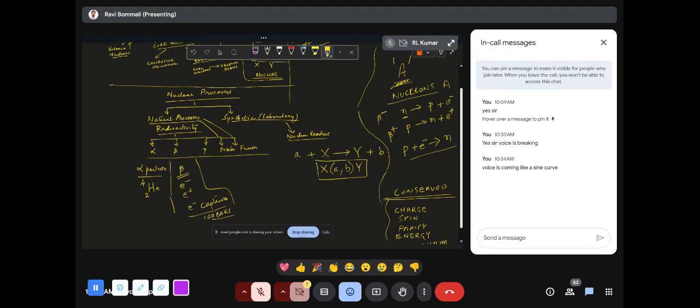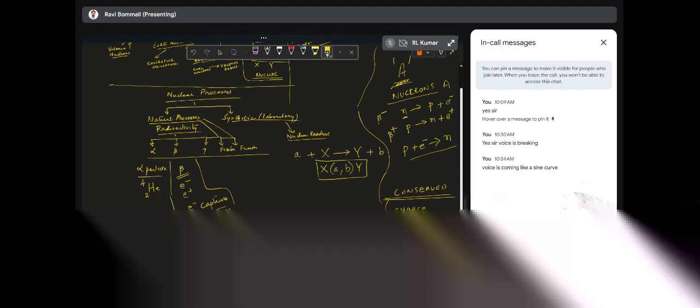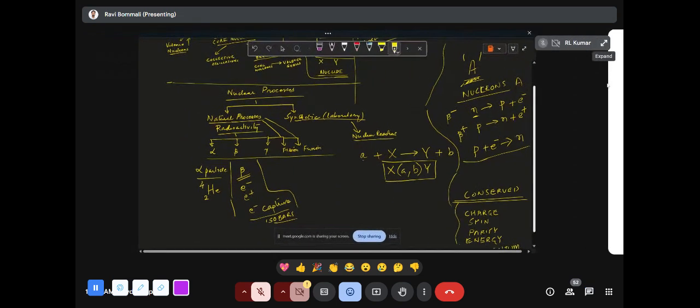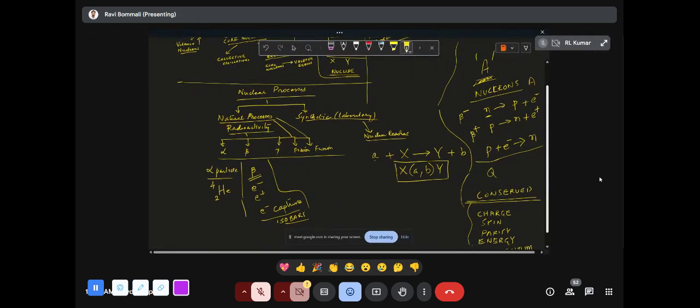Can anyone tell why neutron to proton is going to be a spontaneous process? No idea? So what decides whether a given reaction will take place? कोई reaction होगा या नहीं होगा? इसको कैसे decide करेंगे? How nature decides? Nature decides by the Q value. Can you see that I have written Q?